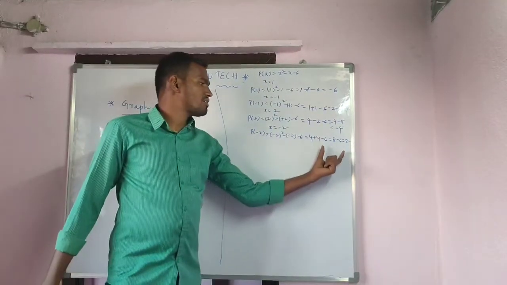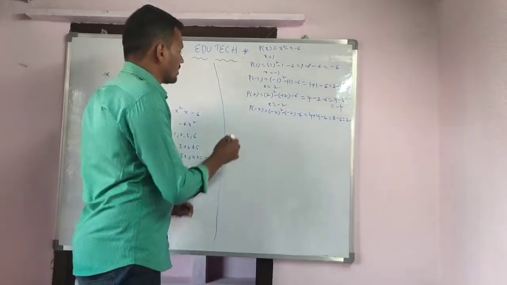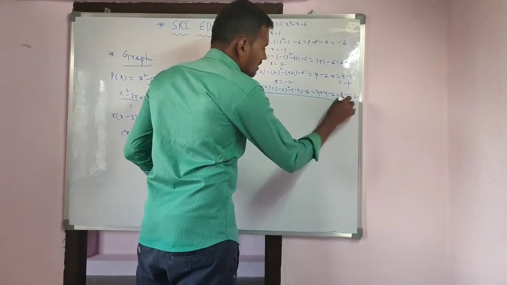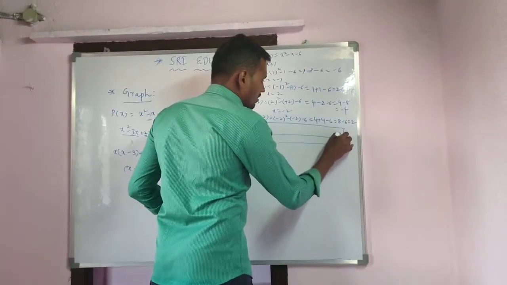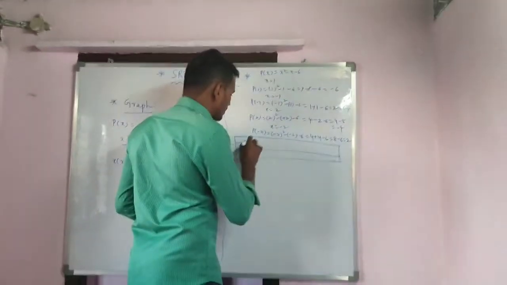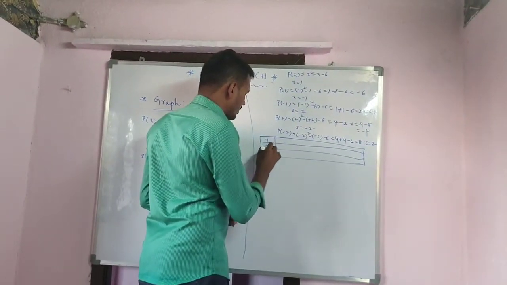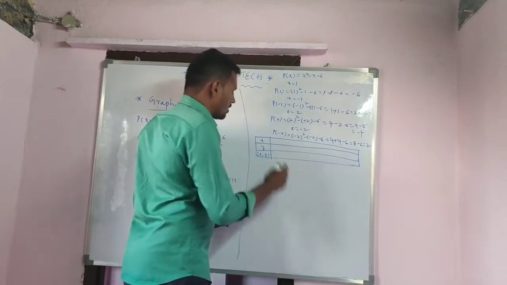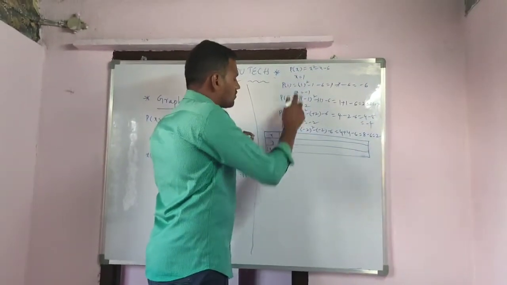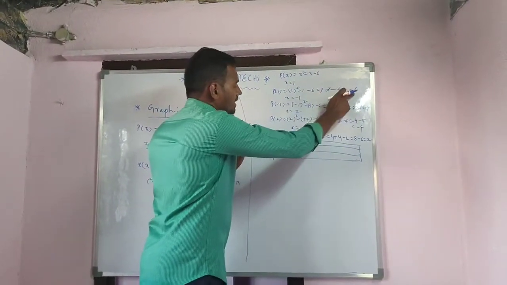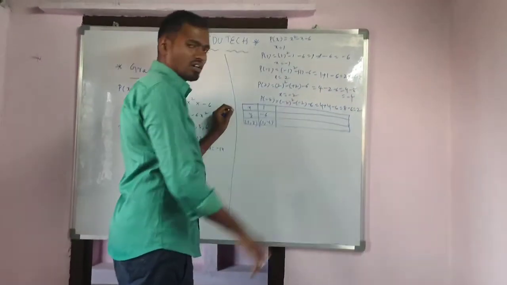Now take these values and draw the graph. Before that, draw a box with x, y columns. I am taking x is equal to 1 first, then I got minus 6. Here add 1 comma minus 6.